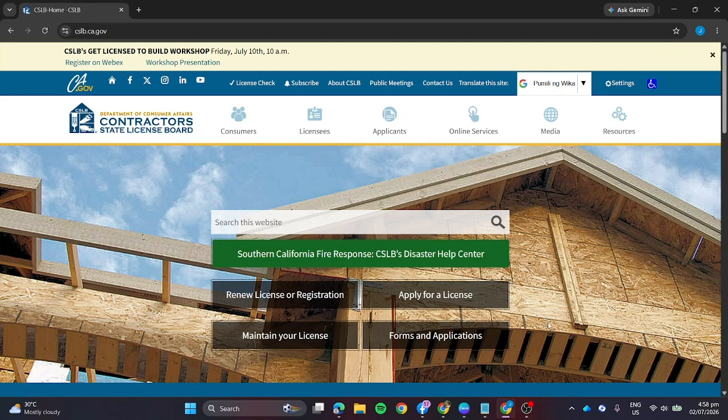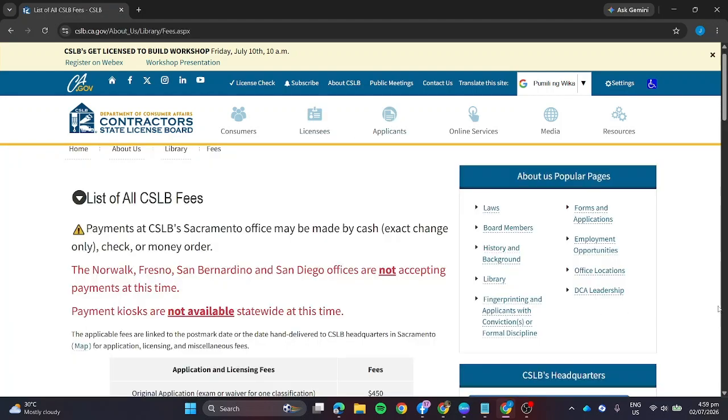Hey everyone, today I'm going to explain how to get a contractor license in California. So first, check if you meet the basic requirements. You usually need to be at least 18 years old, have a valid social security number or ITIN, and have the required work experience in the trade that you want to apply for.